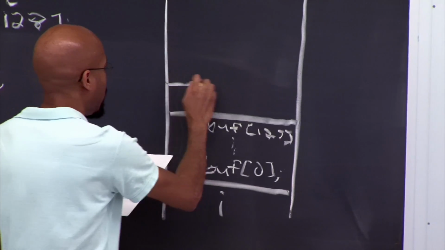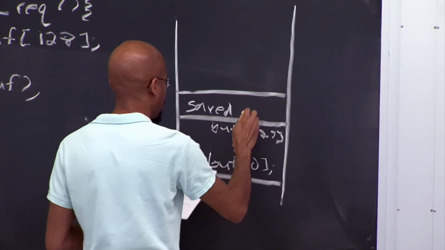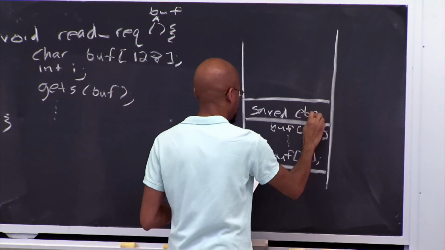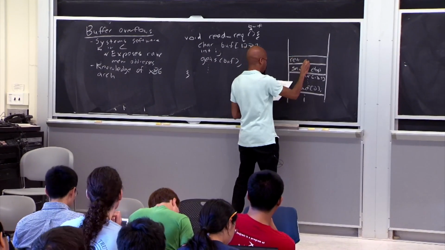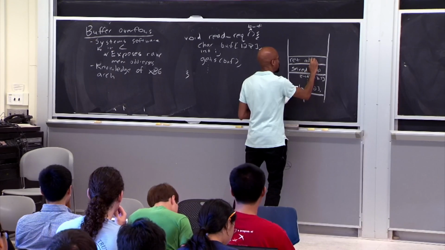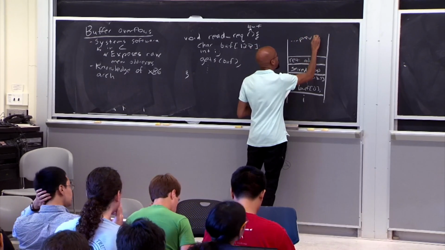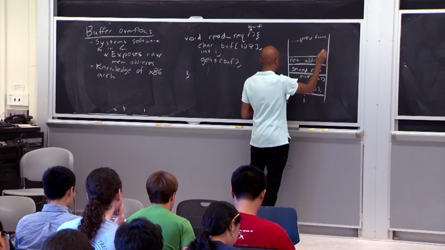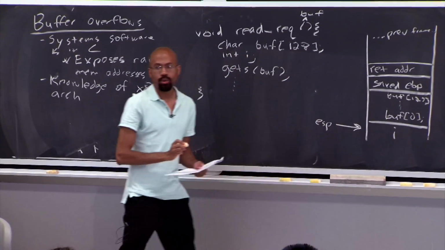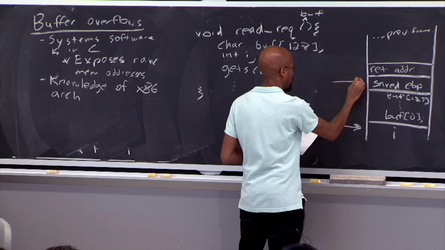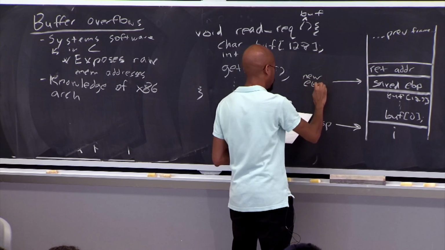Anyways, up here, we've got the saved value of the base pointer. We've got the return address for the function there. And then we've got some other stuff from the previous frame. And don't forget, we've got the stack pointer, which goes there. And then we've got the new base pointer, which goes here.